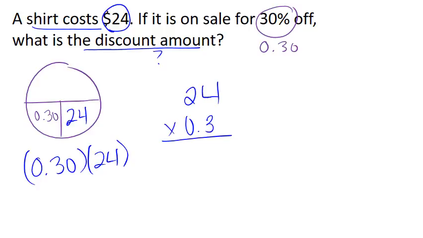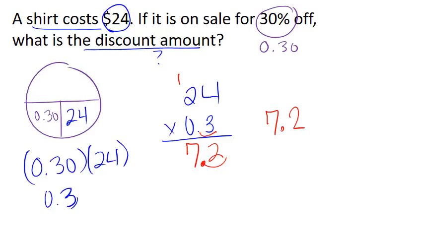Remember, if we have that ending 0, we can ignore it. It doesn't change the value of that number. So I'm going to multiply, let's see, 3 times 4 is 12, write the 2, carry the 1. 3 times 2 is 6. Remember to add the 1 we carried, so 72. But I'm not done because I have that decimal, so count how many decimals you have, and that tells you the place. So what is the discount amount?